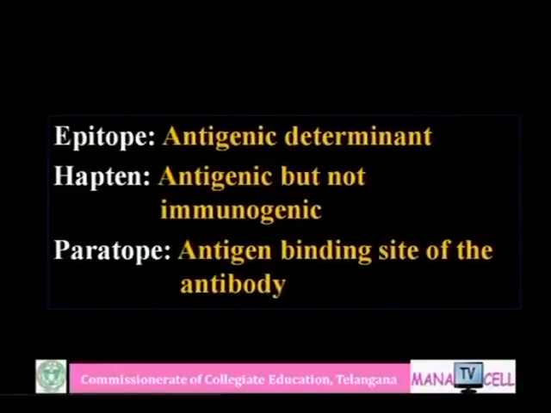Another one is paratope. What is the meaning of paratope? A paratope is the antigen binding site present on the immunoglobulin, or the antibody. This paratope in turn interacts with the epitope of the antigen and forms non-covalent interactions. Due to that, the antigen will be eliminated.